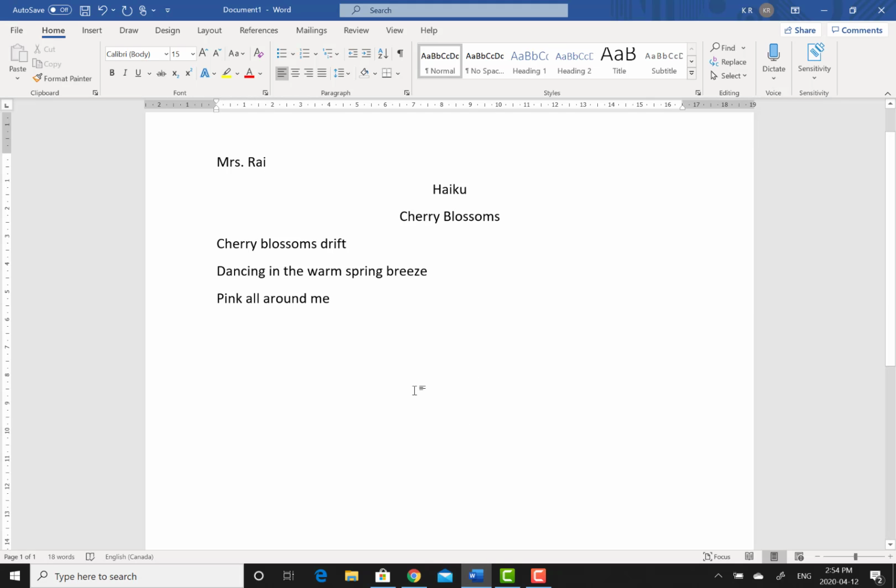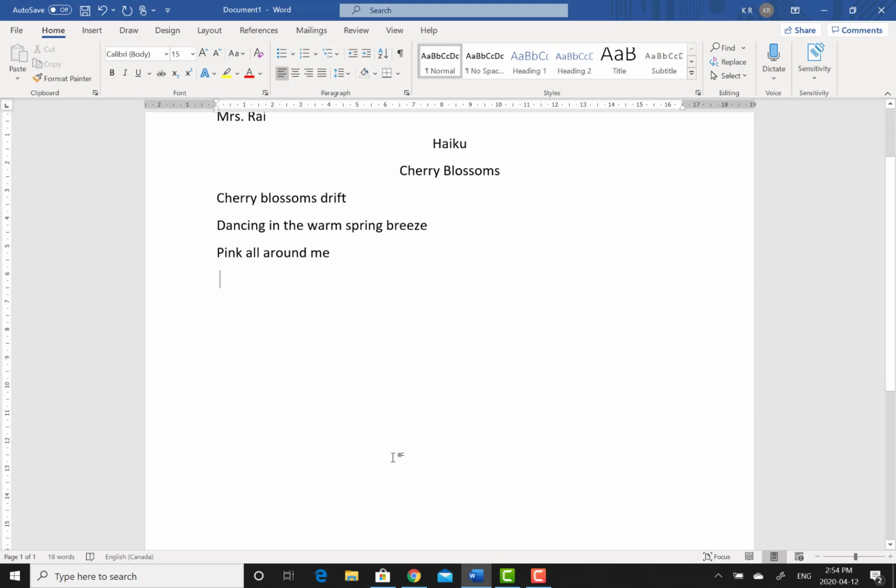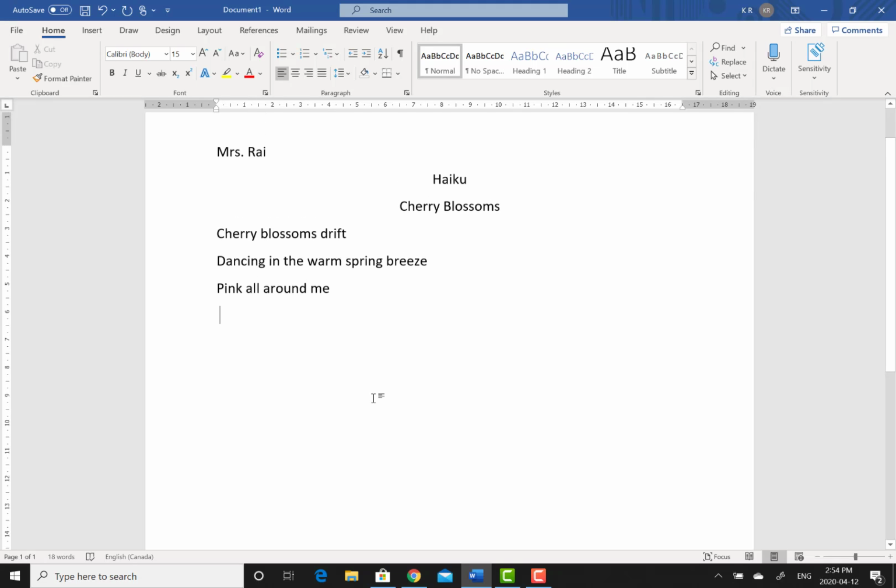Now, if my poem's about cherry blossoms, I'm probably going to draw some trees with cherry blossoms on them. And I might draw them flying all in the wind, looking like they're dancing. And I might even draw myself. So it's totally up to you as long as your illustration is relevant to what you've written about. Okay, so there it is. Now it's your turn.